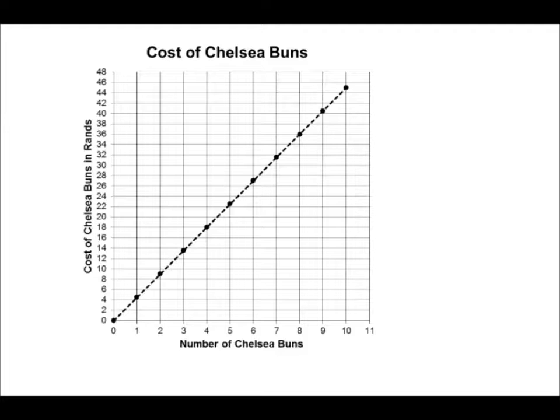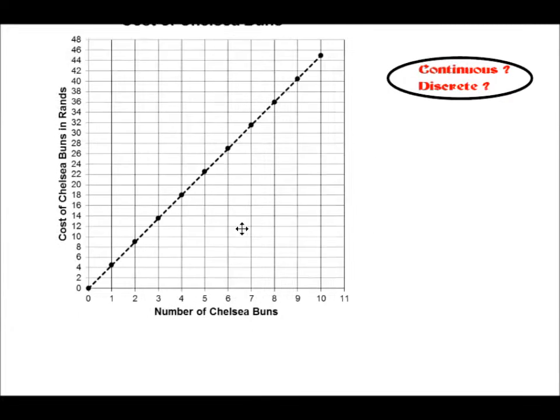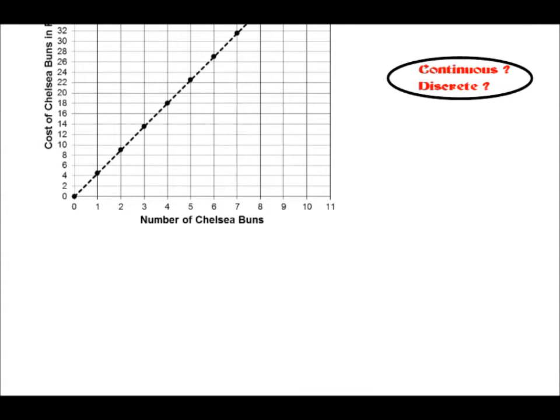Let's have a look at the cost of Chelsea buns. Well, if I buy one Chelsea bun, it's going to cost me R5. If I buy two Chelsea buns, I think that was R4.50, it'll cost R9, and so on. Why is my line a dotted line now? Well, we've got to decide, is it continuous or discrete? Remember the test for continuous or discrete, you ask yourself, can I buy half a Chelsea bun?